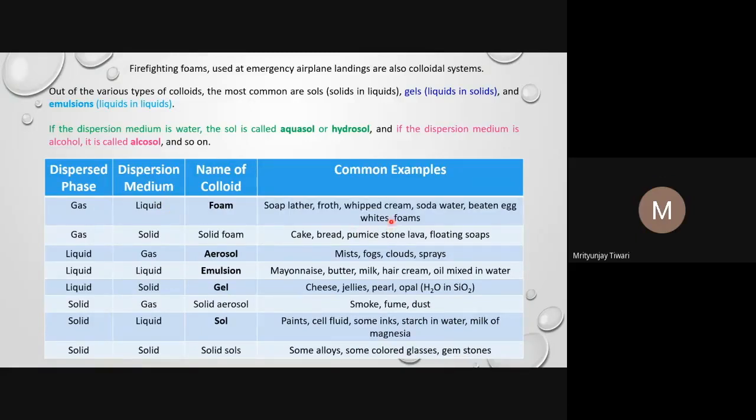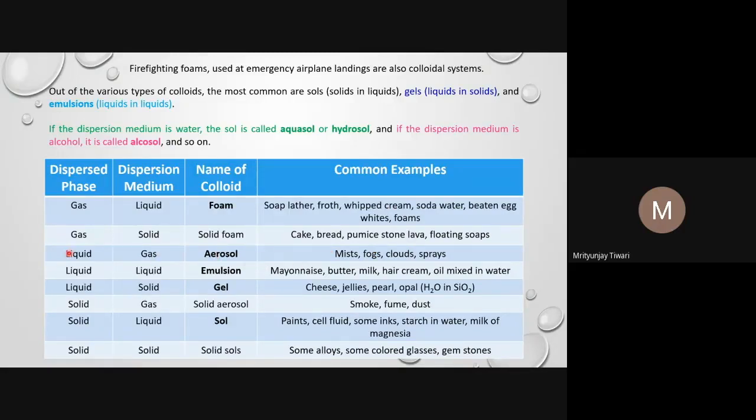And if the dispersed phase is a gas but the dispersion medium is a solid, such colloids are called solid foam, which is not very important or famous. The examples are cake, bread, pumice stone, lava, and floating soaps. These are examples of a gas in solid colloidal system, which is called solid foam.